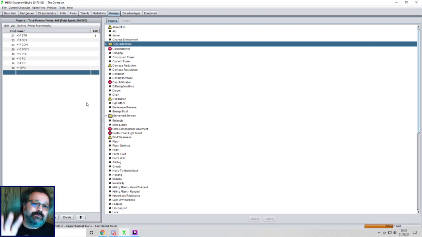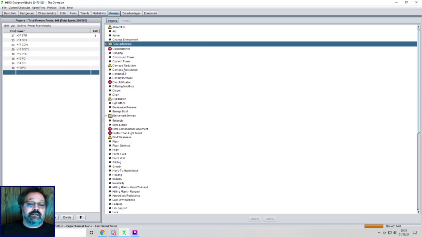And this is a pretty simple, straightforward build. I'm not trying to get too fancy with the Olympian here. Otherwise, we could put on some modifiers to these that would reduce their costs a little bit. But for the moment, let's just run with this.